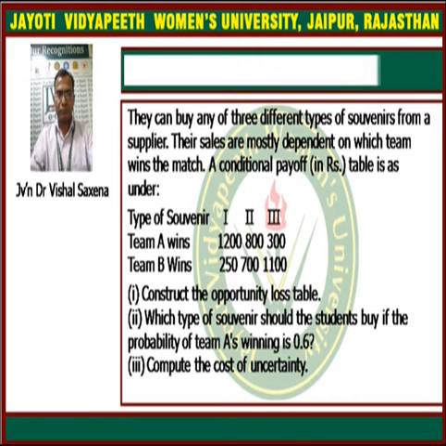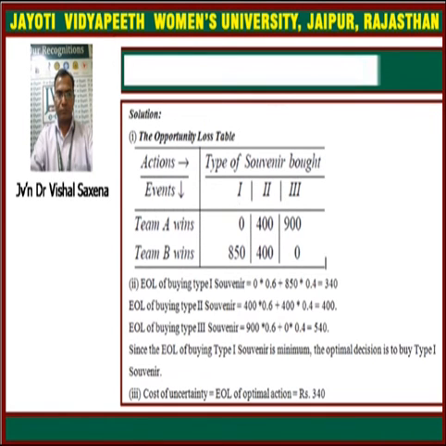we have to find which type of souvenir the students should buy, and it will be based on the concept of probability. And the third is the cost of uncertainty. So now we start to solve the question, and first we make the opportunity loss table.